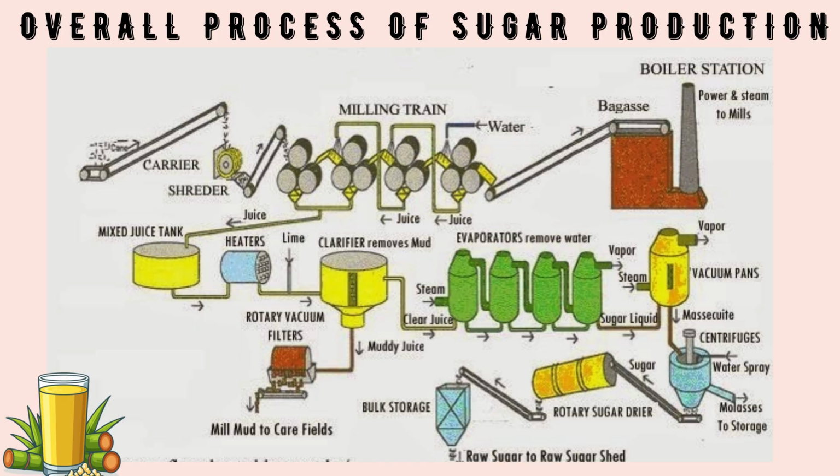It is packed into bags or containers and stored before being transported to consumers. So in summary, the sugar production process involves 9 main steps, as I mentioned before. Each step is important to ensure the sugar produced is clean, pure, and of good quality.